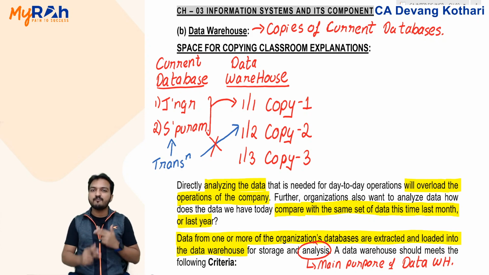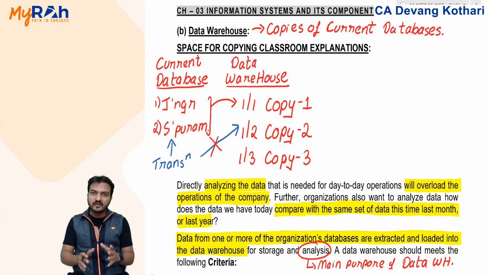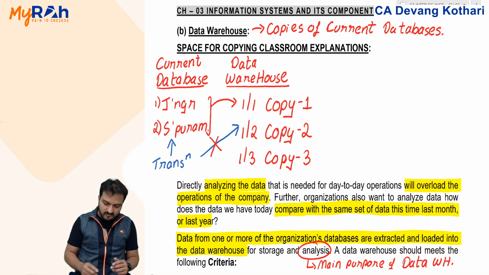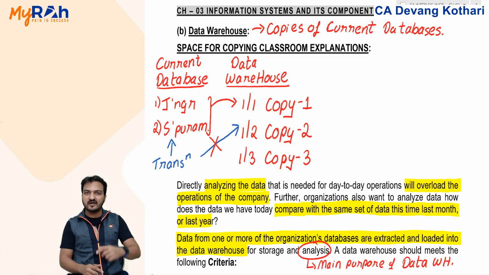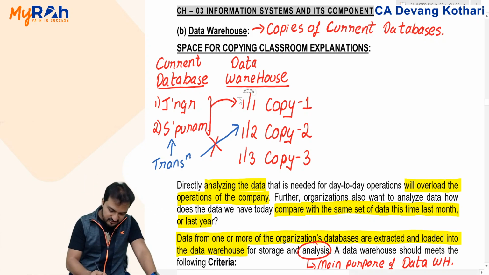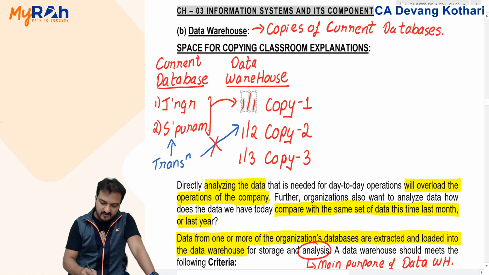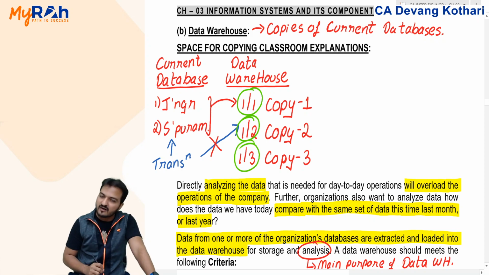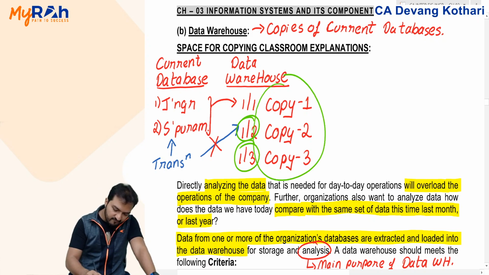The company will have a policy that periodically they will keep taking copies from the database. So I have a policy that on the 1st of every month I will make a copy. On 1st January I make a copy of my current database and put it in the warehouse. On 1st February again I make a copy. 1st March again I make a copy. This collection of multiple copies becomes my data warehouse.